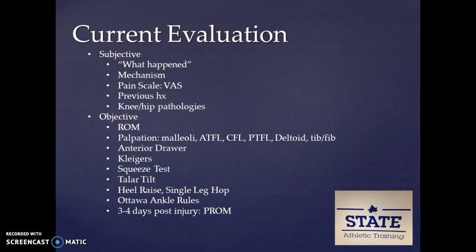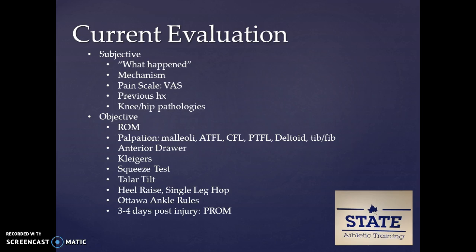So if an athlete comes in, usually I start right off by saying, what happened? Tell me what was happening out there. I ask about the mechanism, and I usually do a pain scale on the visual analog scale. If it's a re-evaluation, usually I use the global rating of change. I ask about previous history of ankle pathologies, but also knee and hip pathologies to involve the kinetic chain.